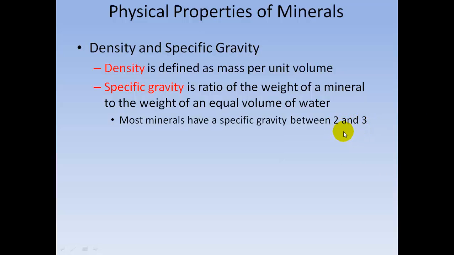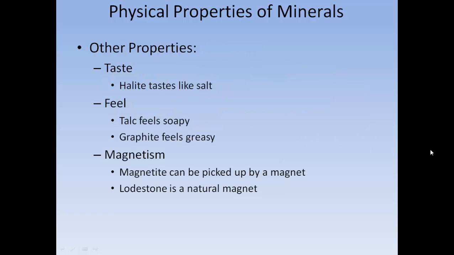So the minerals with a lighter density and specific gravity are closer to the 2s, and the heavier ones are going to be 3 or more. Like some of the minerals we'll look at have specific gravity of 3.3. Other properties or special properties.